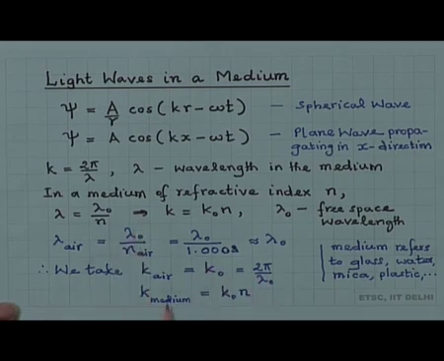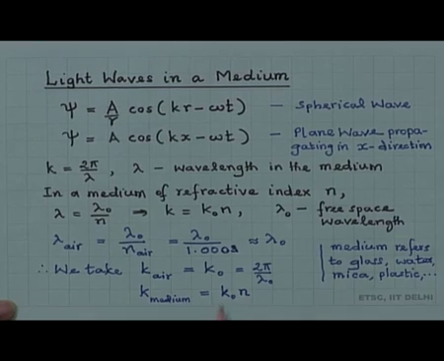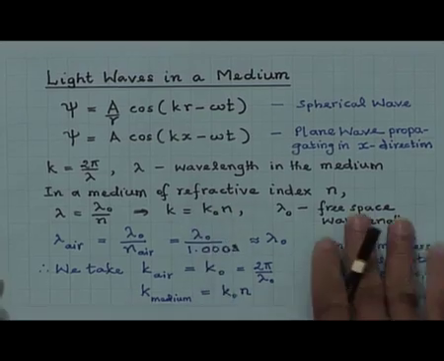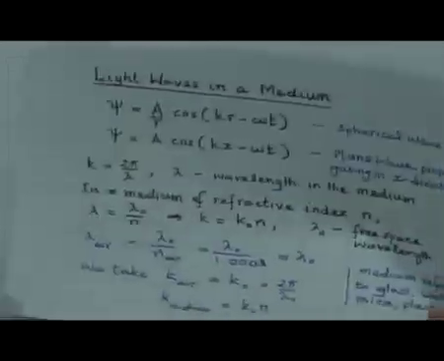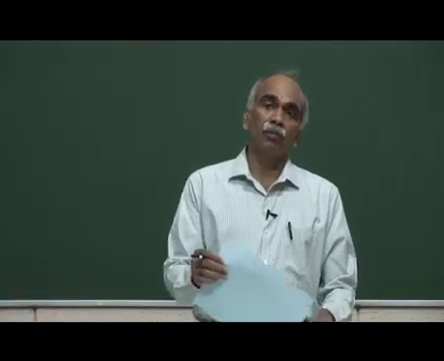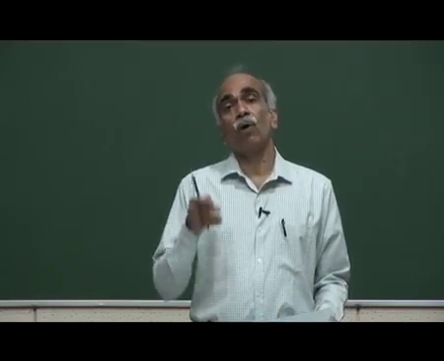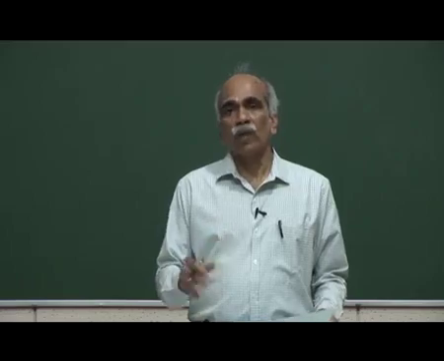However, k in a medium will be 2 pi by lambda 0 divided by n, because 2 pi by lambda is 2 pi by lambda 0 by n. That will be k0 times n. K in the medium will be k0 times n. Keeping this in mind, we determine the path difference and hence the phase difference between the two paths due to the introduction of a thin sheet in one of the paths.